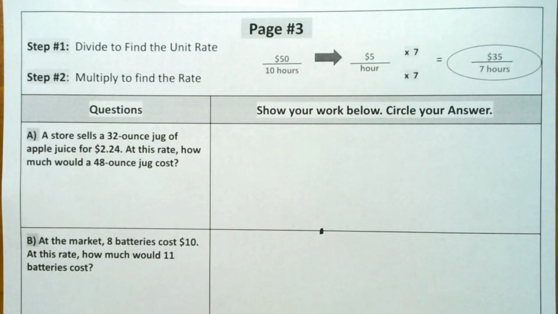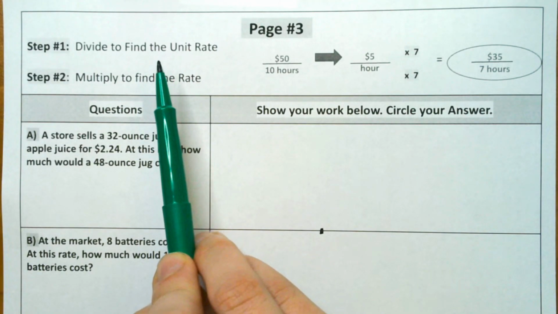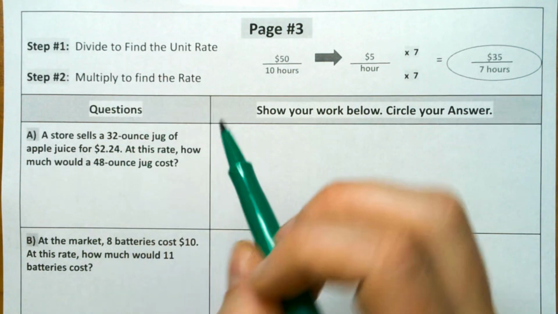All right, on page 3, I'm going to complete A with you and then have you complete the rest of the problems on your own. A says, a store sells a 32-ounce jug of apple juice for $2.24. At this rate, how much would a 48-ounce jug cost? Step number 1, we're going to divide to find the unit rate or the unit cost. So we're going to divide 224 by 32.